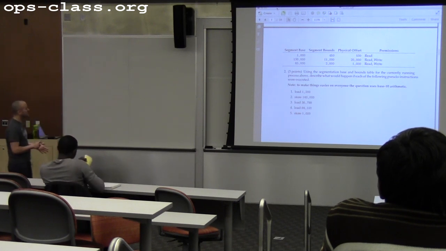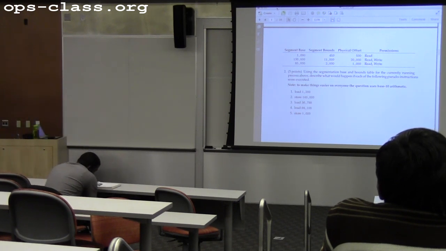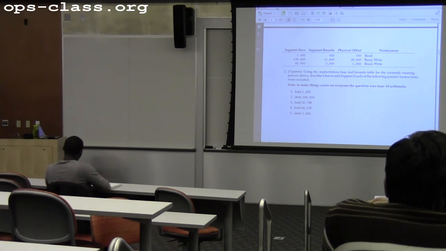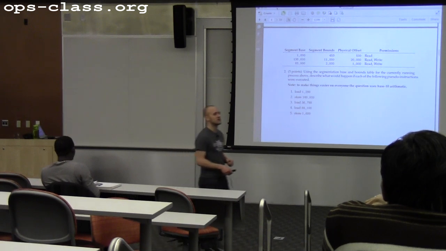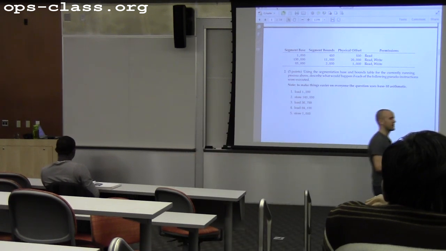Okay. So we just did this. There's one little extension to this, which I think you guys will maybe be able to make sense of, right? So here's a potential segmentation question from the practice exam, right? This is the segmentation base and bounds table that's currently loaded into the MMU for the process that's running, right?